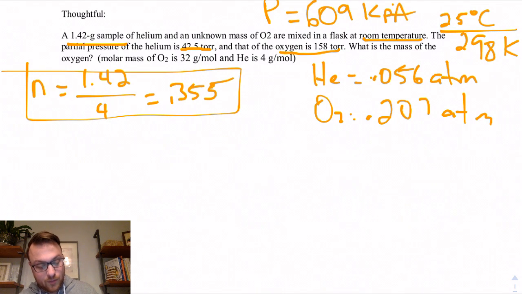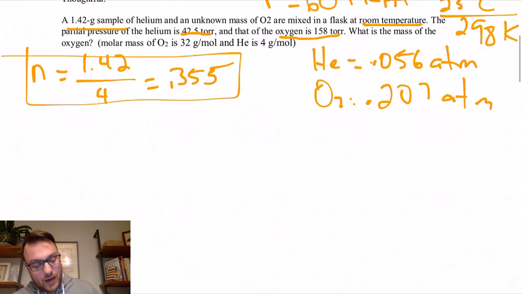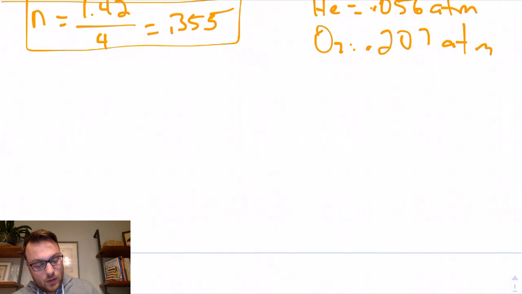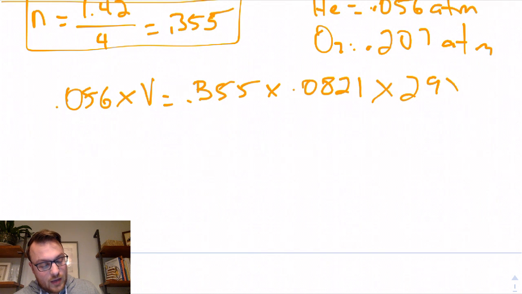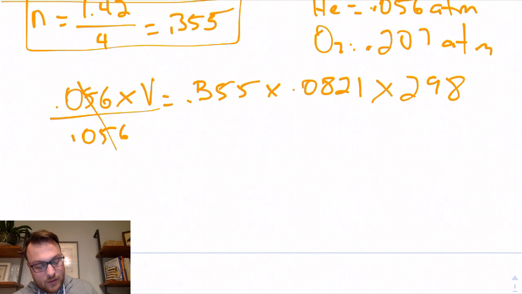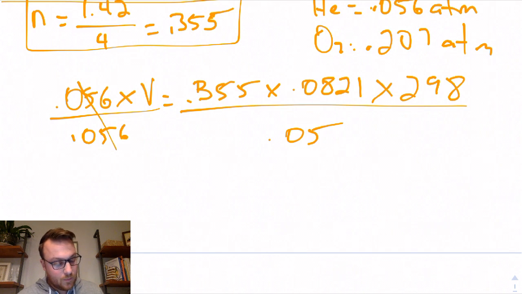So after one PV=nRT, you have the pressure of helium times your unknown V equals the moles of helium, which is 0.355, times the R for atmospheres, 0.0821, and we are at 298 Kelvin. Divide both sides by 0.056, and do a whole lot of work in the calculator.